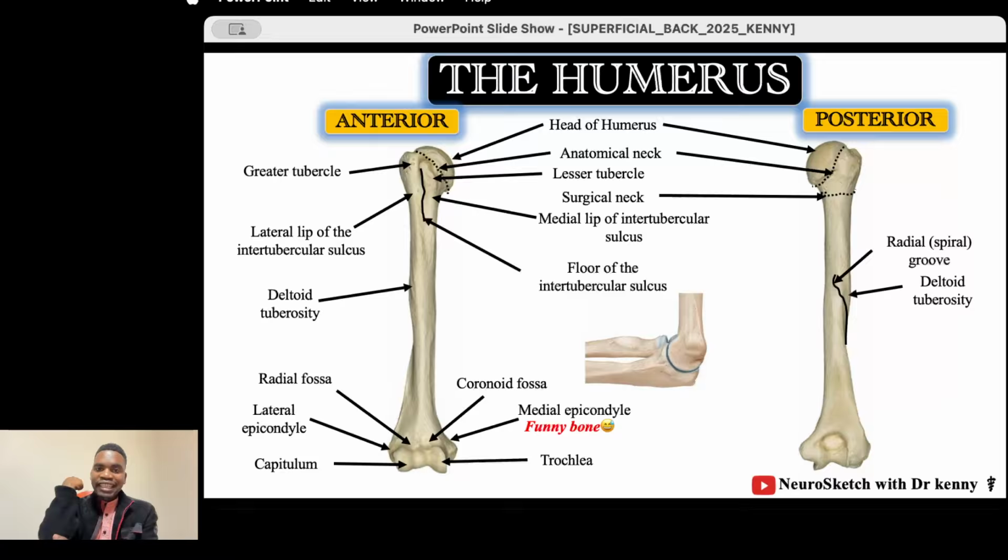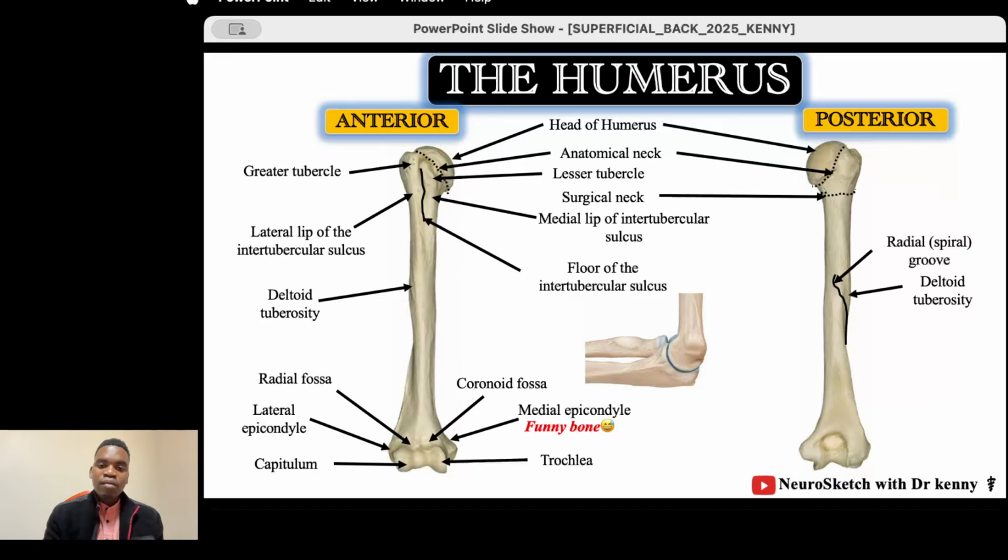When you are flexing the arm, when you're flexing the elbow joint, these two bones will get stuck into this part of the humerus, and so that will be the maximum point of flexion of the elbow joint.